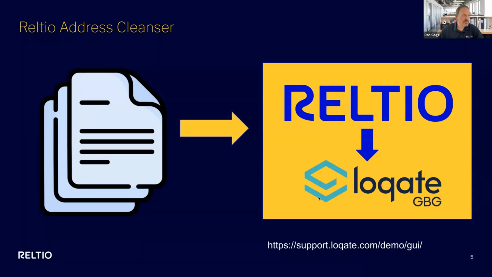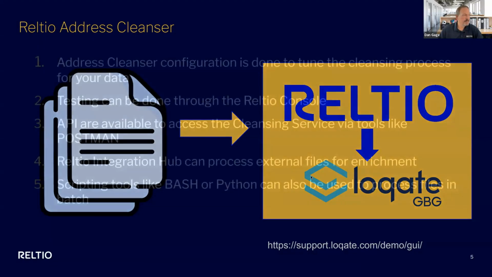You can also leverage, as part of your testing process that we're going to talk about today, a public website, support.locate.com, that will allow you to go through and test the Locate service outside of Reltio. So if you're getting results that are inconsistent with what you're seeing in Reltio, you've got some techniques there that you can test the default configurations, and we'll look at that.